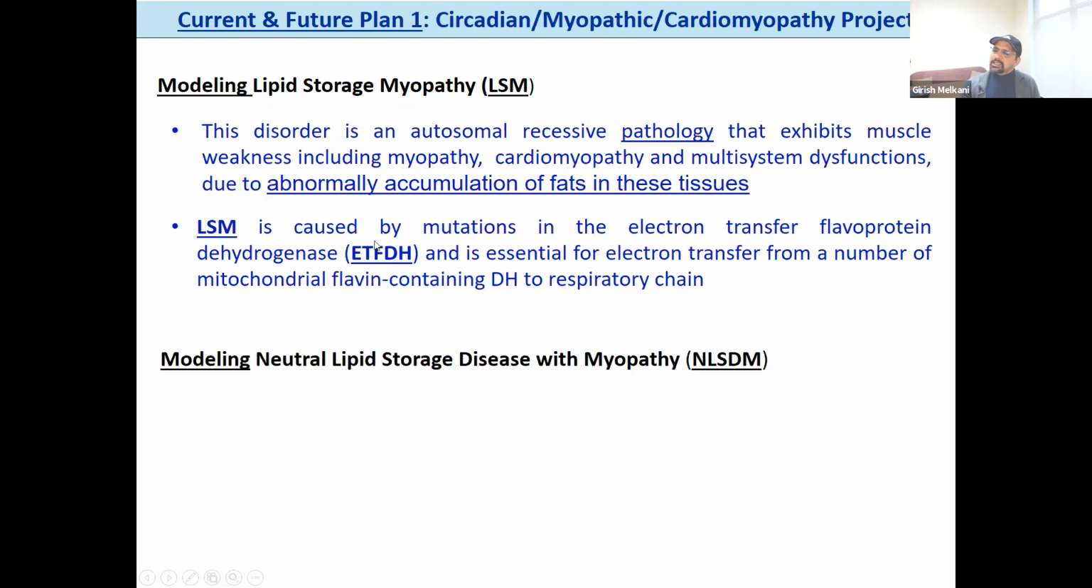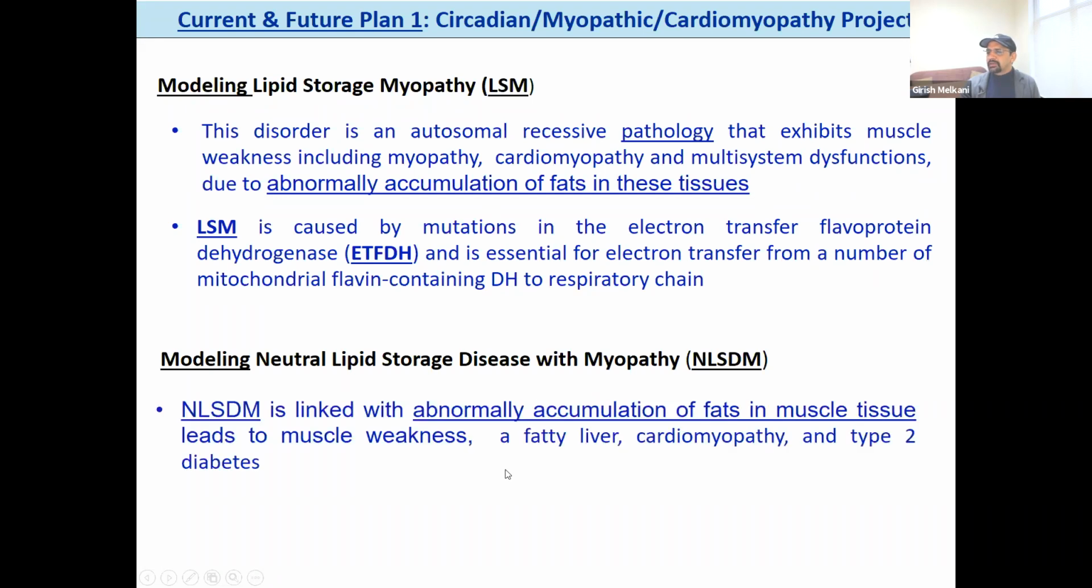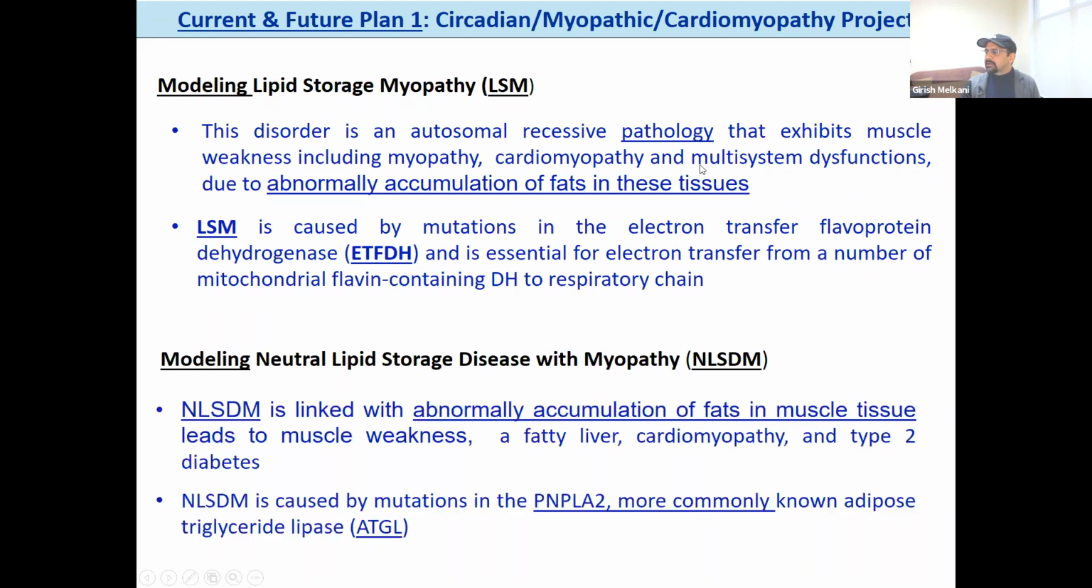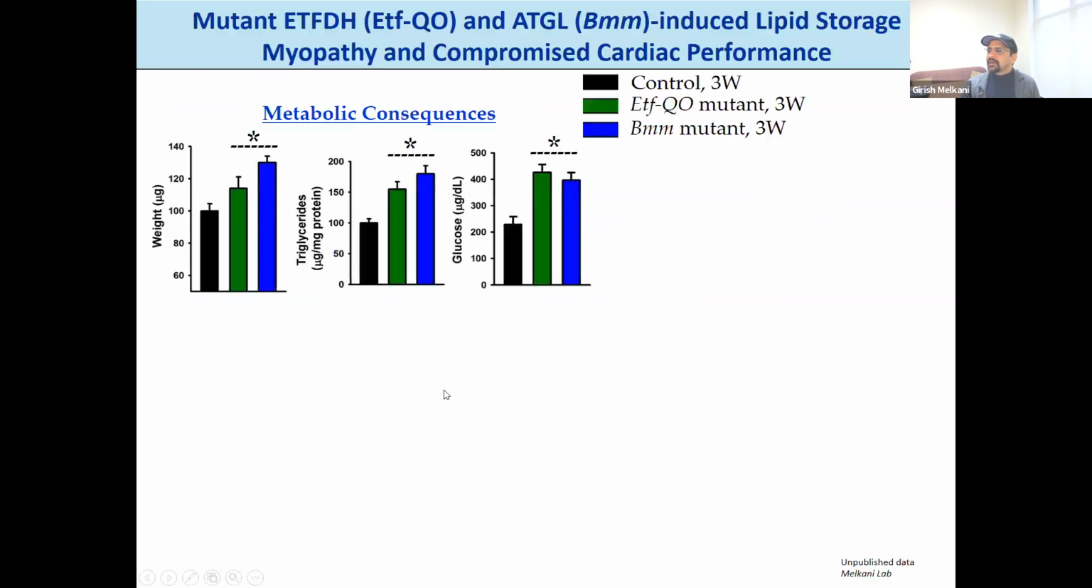And there is a very similar disease, but the gene is different. It's called neutral lipid storage myopathy, and the phenotype is very much the same. It can have fatty liver, cardiomyopathy, and it also leads to abnormal accumulation of fat in these tissues. But this was caused by a well-known gene, ATGL. Okay, so these are the ones we are modeling in the lab right now.